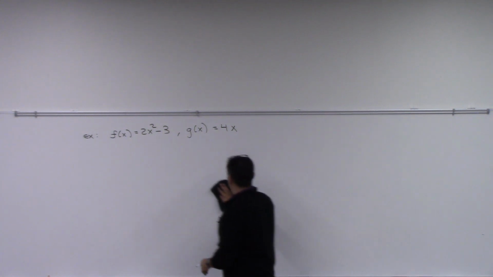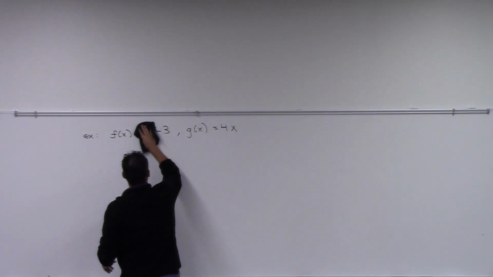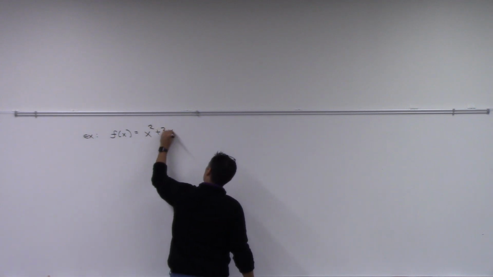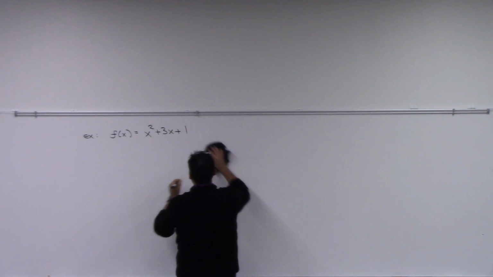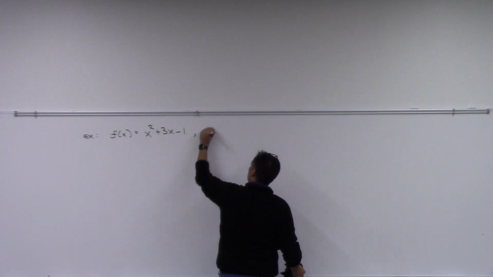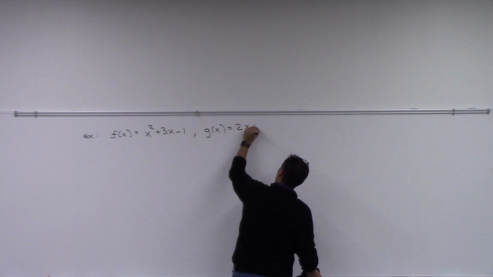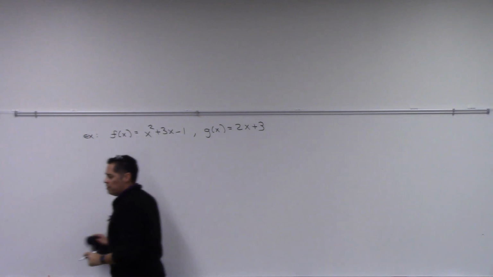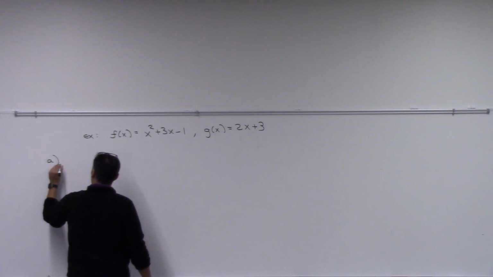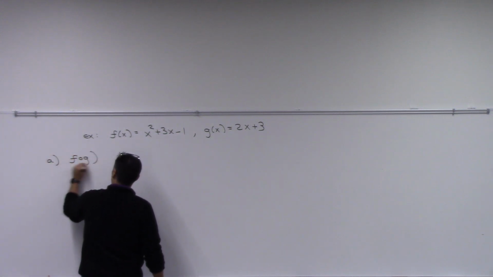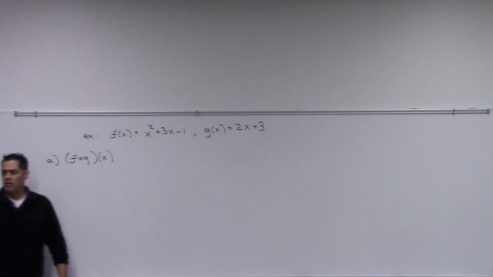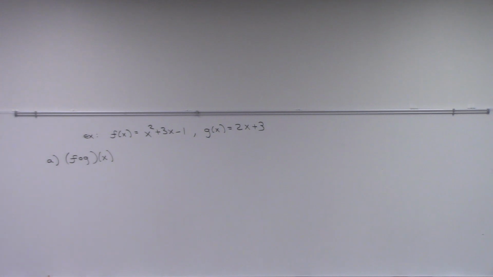So I'm going to give you a new set of functions. We're going to use this example here. So I'm giving you brand new functions. They're x squared plus 3x plus 1, minus 1. And the other function is 2x plus 3. So you have 2 brand new functions, and here's what I'd like for us to find. First of all, what's f of g? See, but I'm not going to give you a number. I'm just going to say of x. What is f of g of x? What do you get when you compose these functions together?